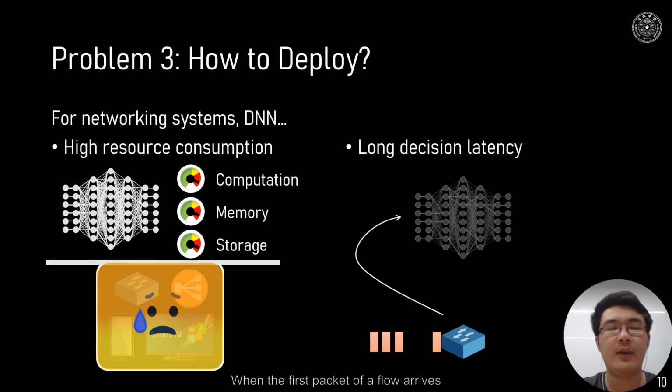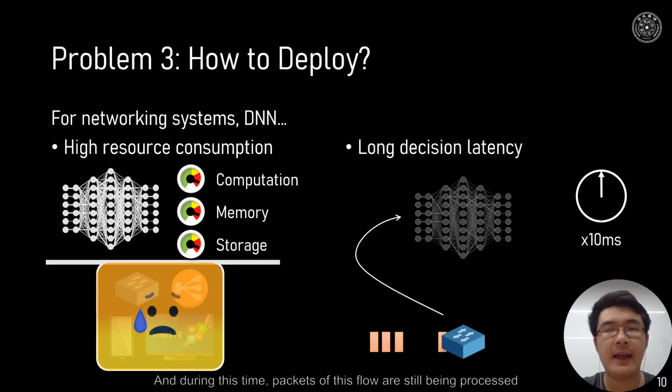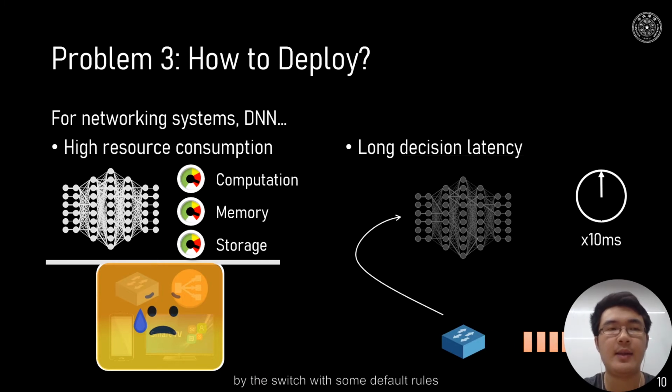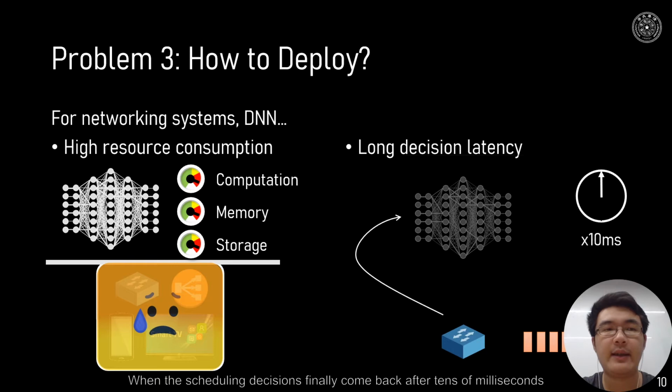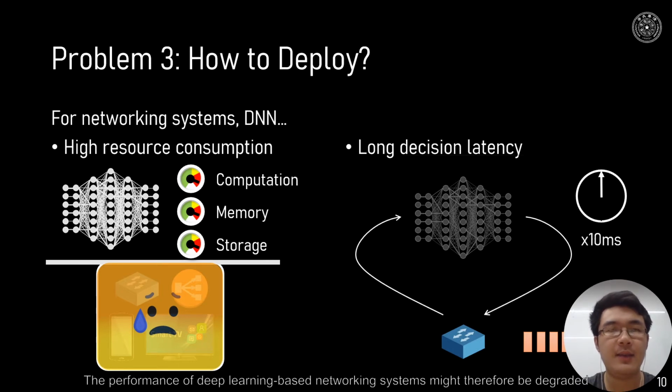When the first packet of a flow arrives, the switch will report the information of the flow to the neural network. Then it will compute the scheduling result. The inference of neural networks usually takes tens of milliseconds. And during this time, packets of this flow are still being processed by the switch with some default rules. When the scheduling decisions finally come back after tens of milliseconds, most flows in the data center have already run out. The performance of deep learning-based networking systems might therefore be degraded.